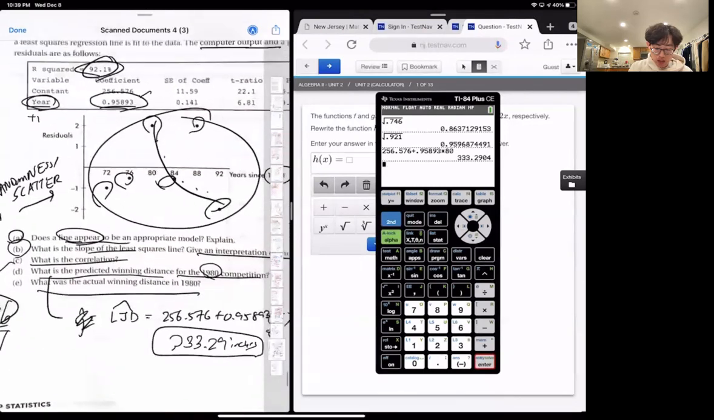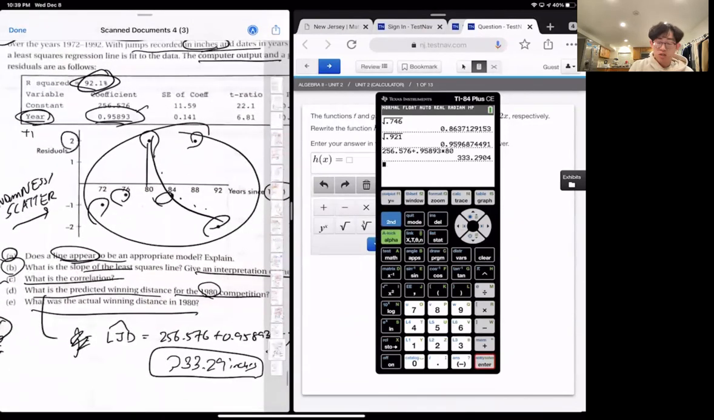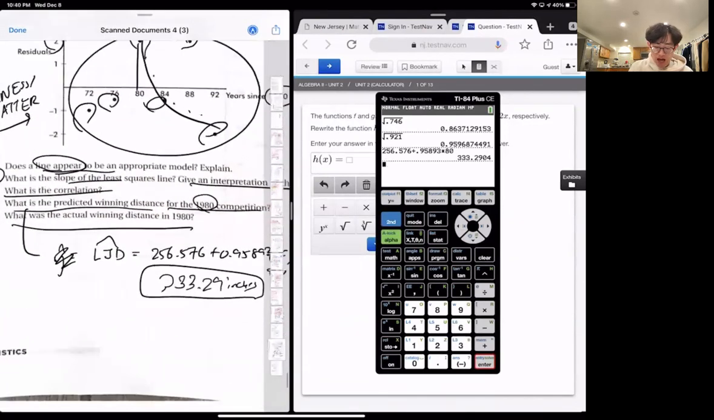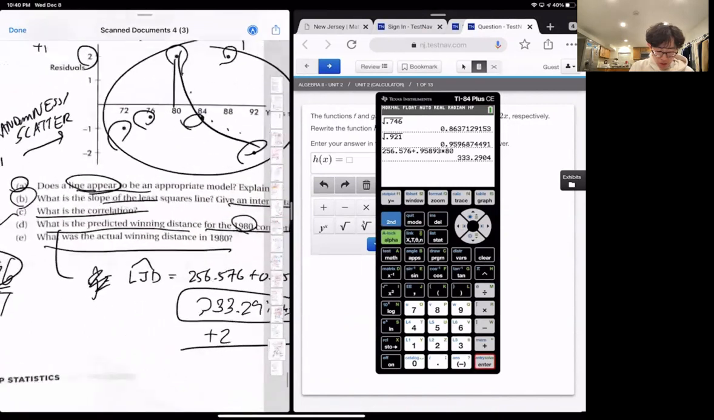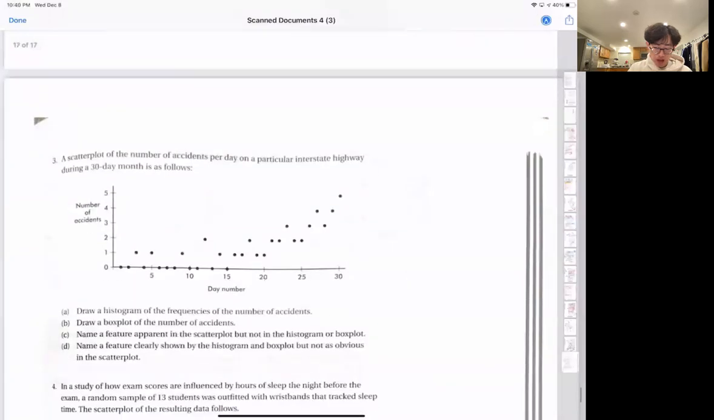What was the actual winning distance in 1980? It seems like the residual was 2. So the actual is added 2 to that, because remember, if the residual is 2, it means your actual is higher by 2. So for part E, that should be 335.29 inches based on that example. All right, so that should sum that up.